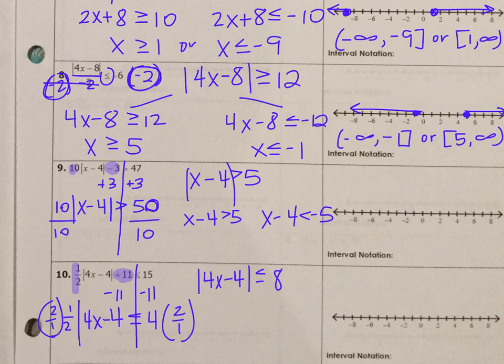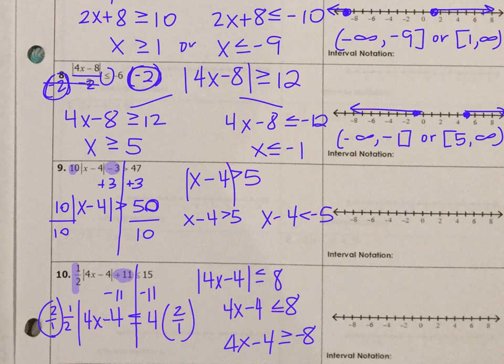Now, since I don't have anything else outside, I need to split it. 4x minus 4 less than or equal to 8. 4x minus 4 greater than or equal to negative 8. You could solve those out and graph them.